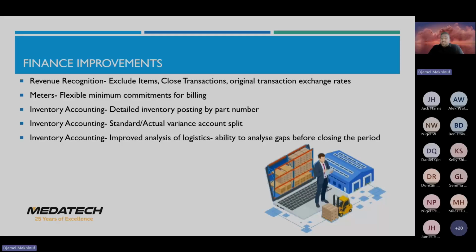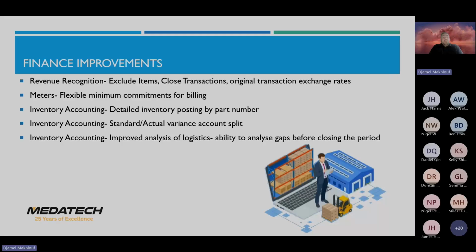So firstly, they've invested in improving the revenue recognition module. They've added more flexibility and better control, including the option to exclude specific documents from recognition, control over whether journal entries stay pending after recognition, and the ability to use the exchange rate of the original transaction when needed for accounting.